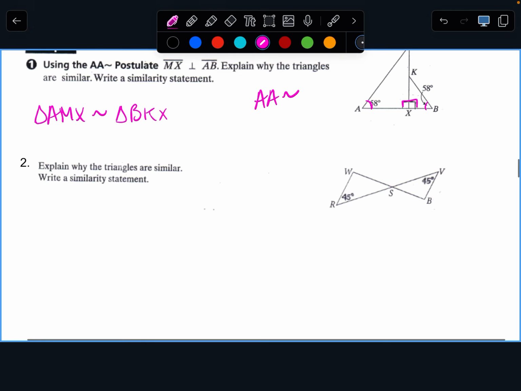And then this next one, you already got the 45, so you're like, cool. And then you're like, oh my gosh, I totally forgot vertical angle theorem. Just kidding. And then you could be like, oh, done. So this is angle, angle. So this is my absolute favorite. And then you just watch the order. So RSW, so I'm going to do VSB. So that's all you do for angle, angle. Perfect. Moving on.